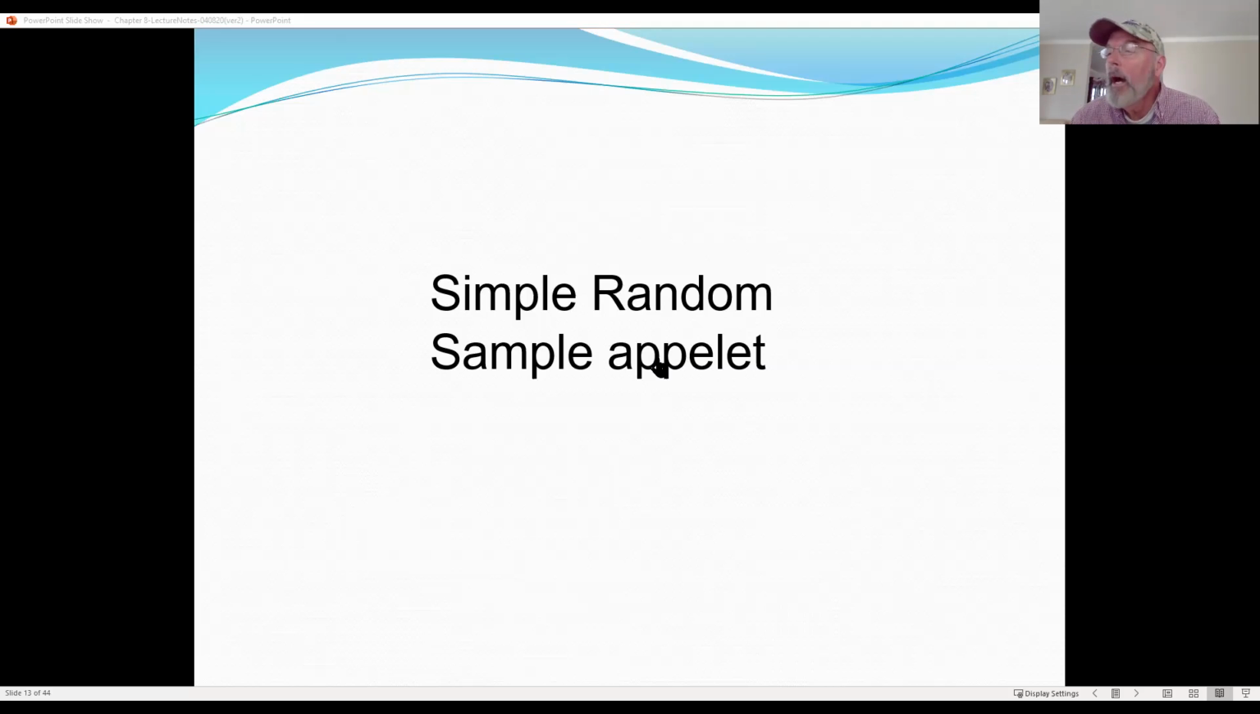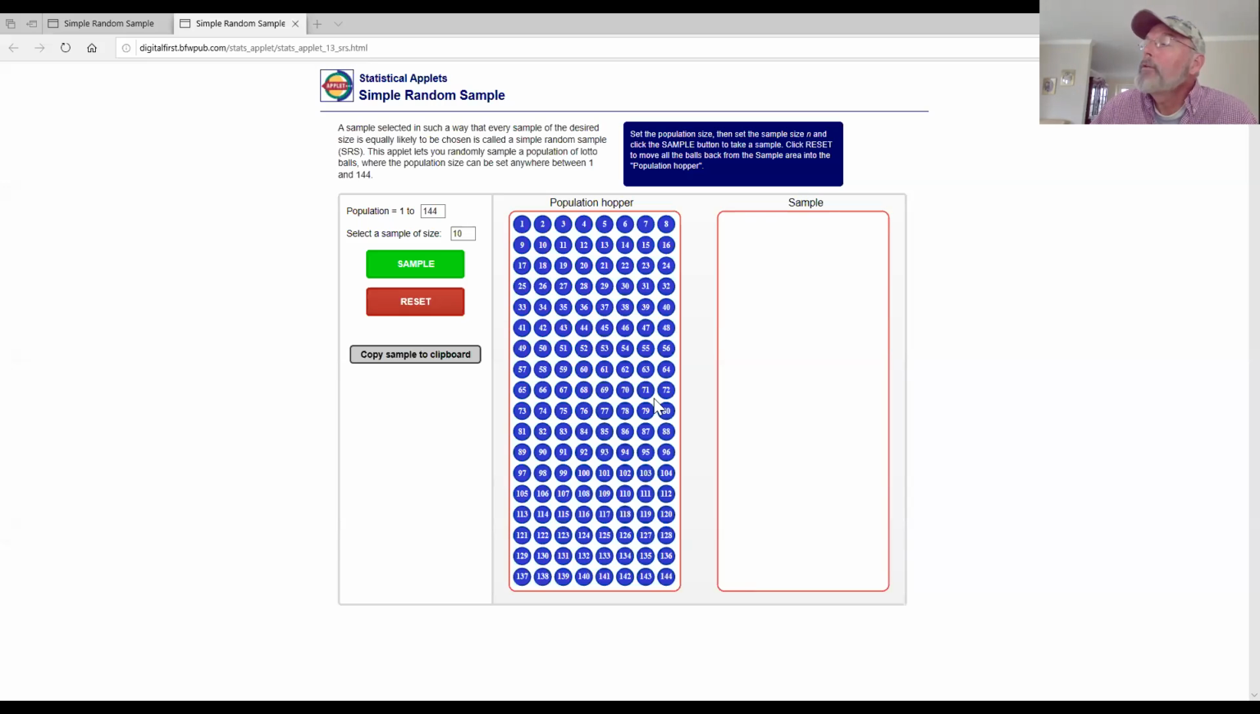Okay, so we're now looking at an applet, and it's a simple random sample generator, all right? So the population here, okay, the population. We're still looking at the PowerPoint. Excuse me? We still see the PowerPoint. Oh, you don't see this? Okay. Sorry about that. Let me see if I can get it somewhere else here. How about this? Yep, now we see it. Thank you.